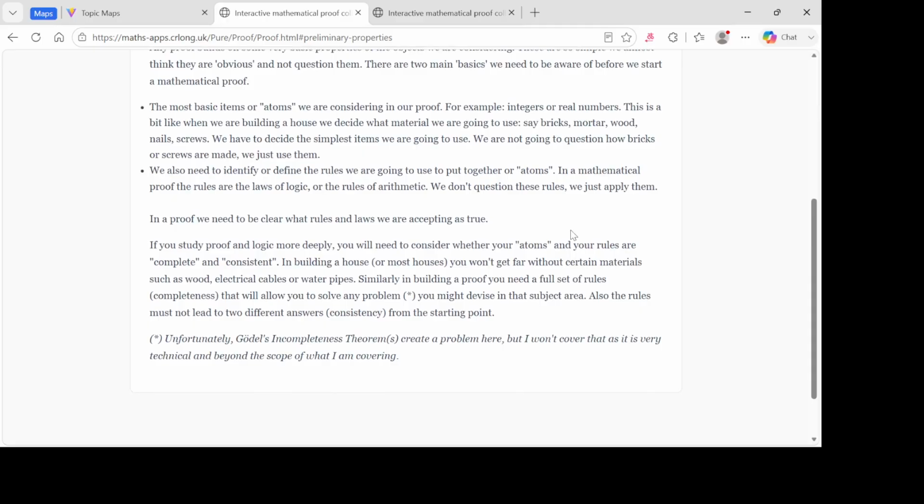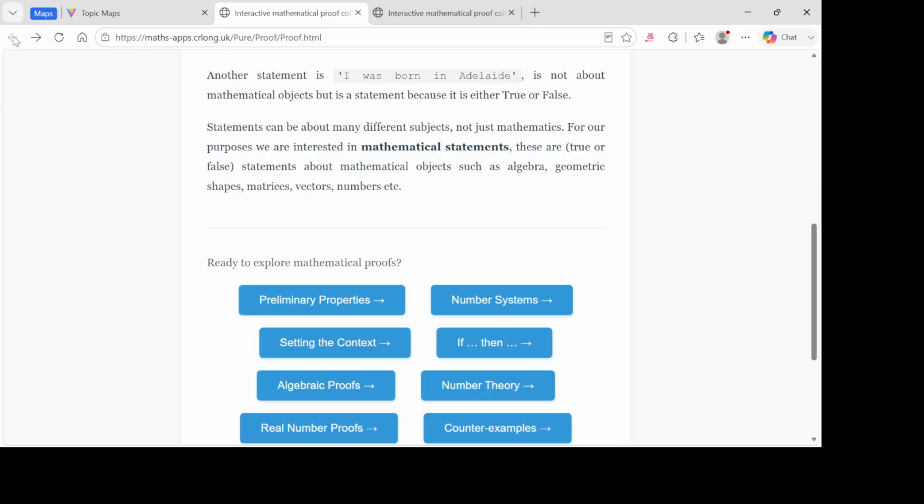There are two other things. How do we combine those atoms together? For example, nails and hammers and wood and screwdrivers and drills in order to build a house or any other building. So we need some rules on how to put our atoms together. In addition, for mathematical proof, we have other rules, which are the rules of logic. How do we know that we can get from one step in the proof to the next? Ultimately, we have to know what those basic items are and not question them.